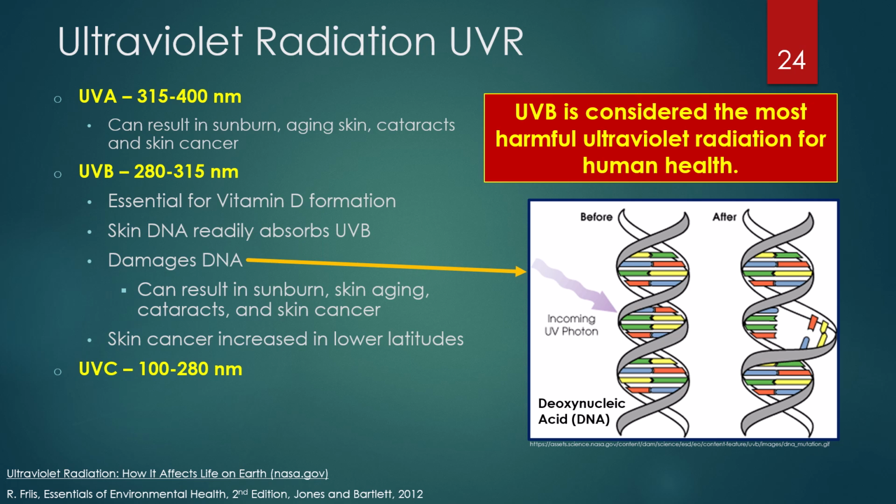Lower geographic latitudes, for example, southern U.S. states, have higher levels of ambient UVR and higher rates of skin cancer than higher geographic latitudes, for example, states bordering Canada.